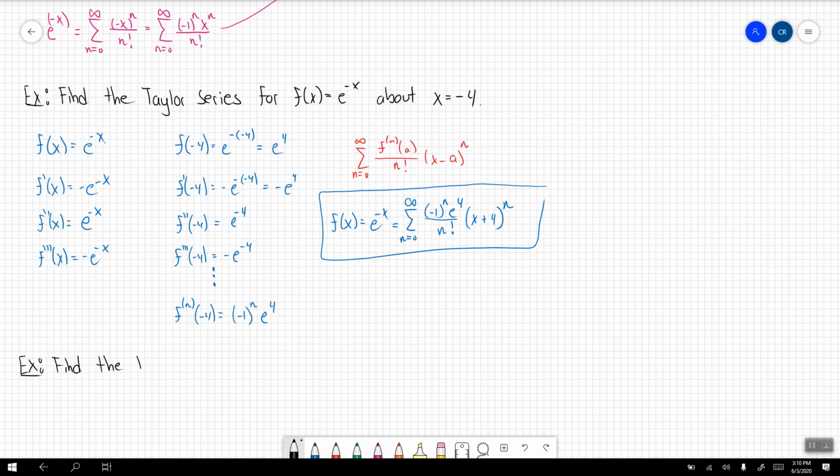Find the Taylor series for f of x is equal to sine of x about x is equal to 0. Now, yes, granted, whenever I say about x is equal to 0, this really just means Maclaurin.